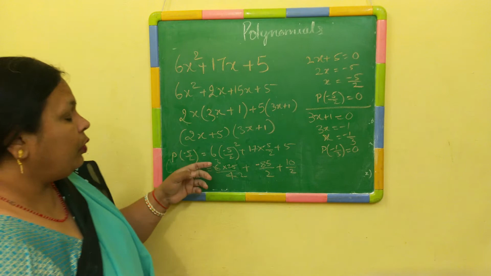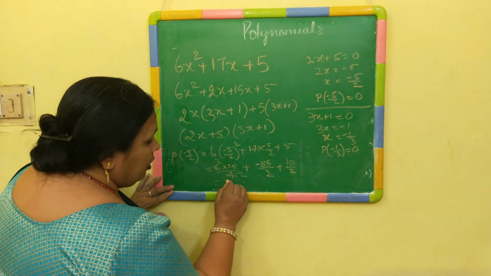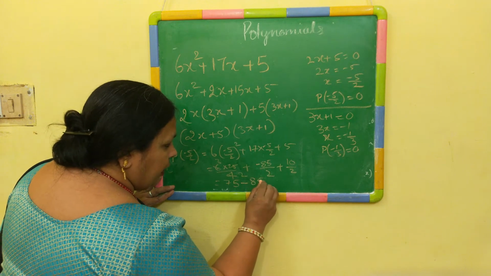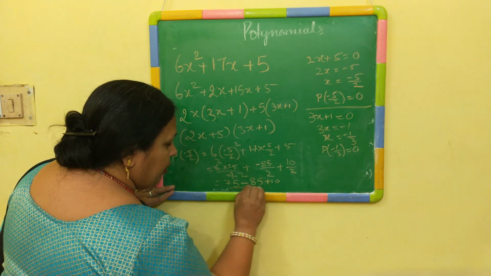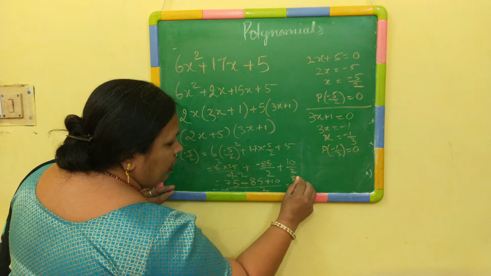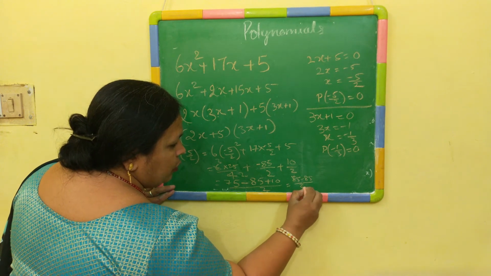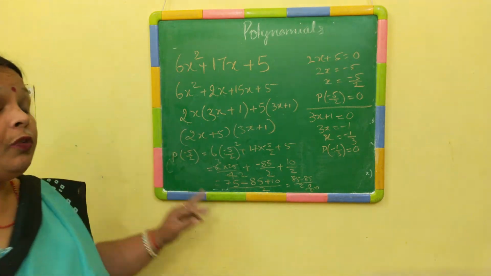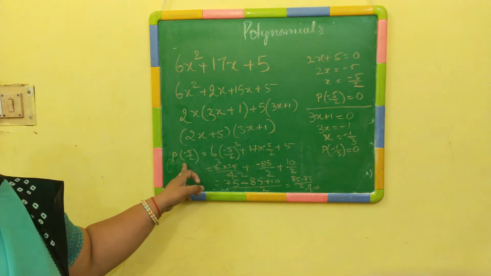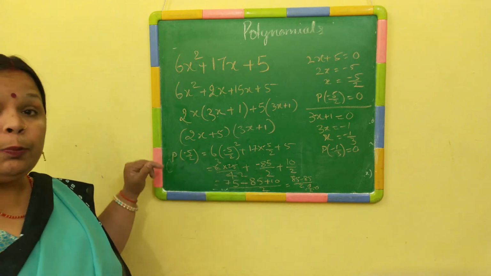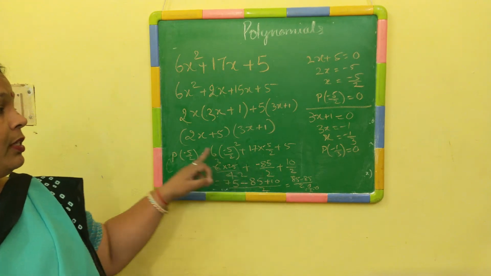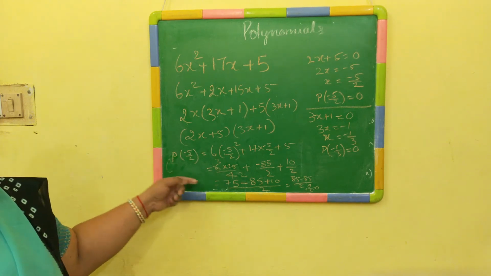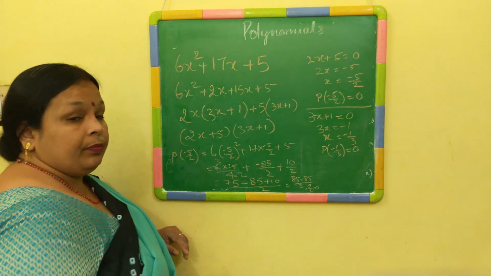Clear? Now, when you multiply this, this is 75, plus of minus is minus 85, plus 10, by 2, will be 85 minus 85 by 2. 0 by 2 is 0. Clear? So, we have seen that P of minus 5 by 2 is 0. As P of minus 5 by 2 is 0, we can say that 2x plus 5 is a factor. Now, quickly we will check for minus 1 by 3.